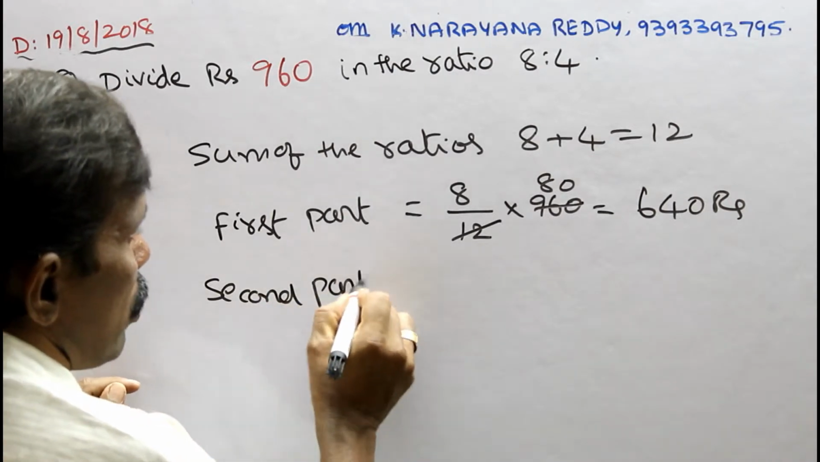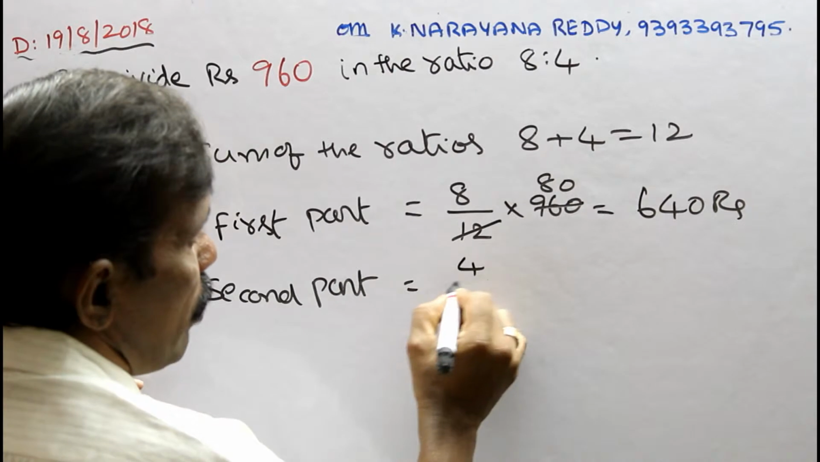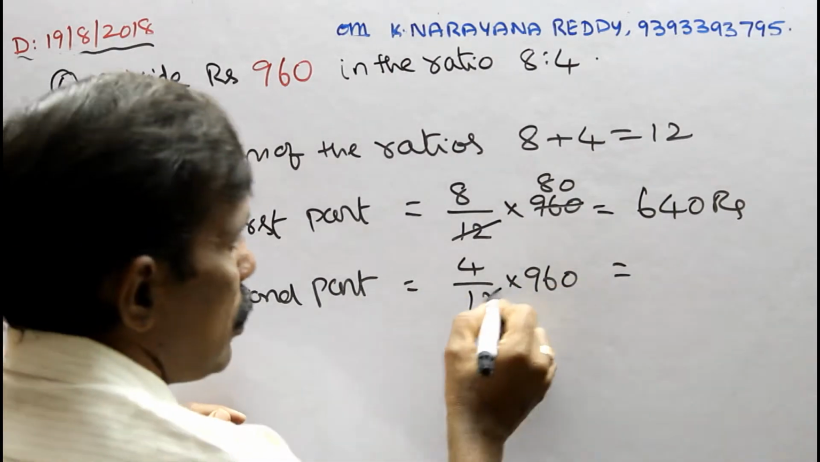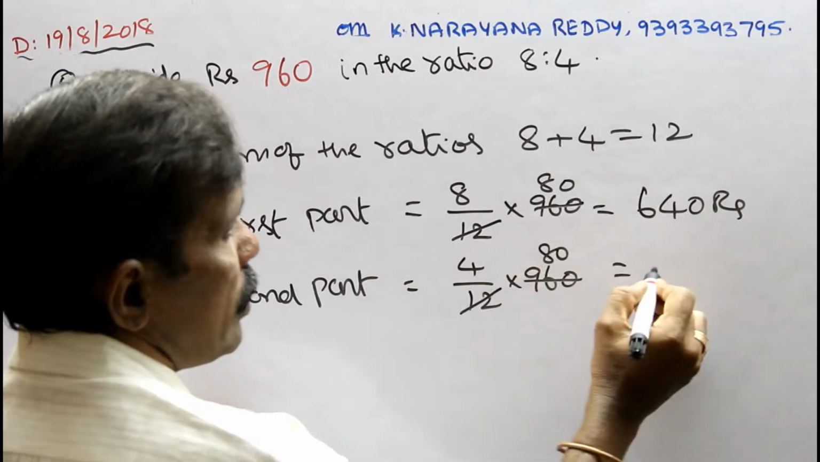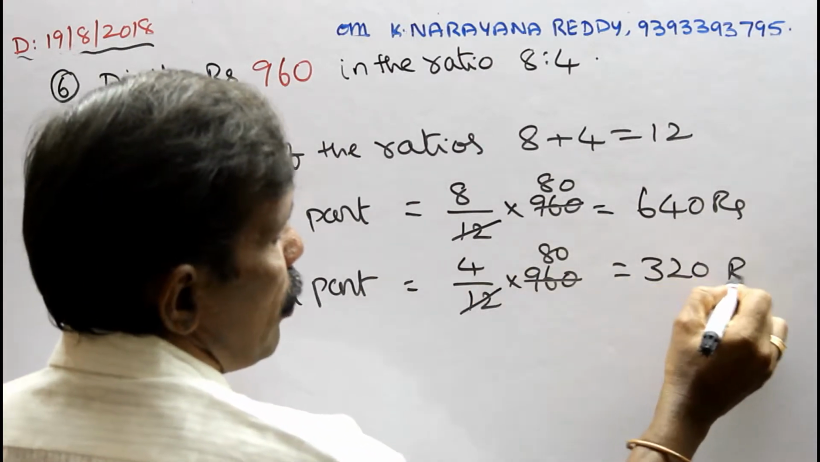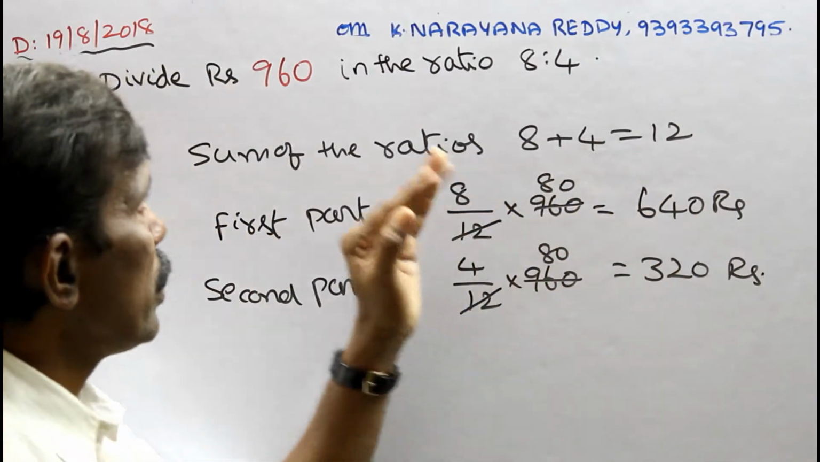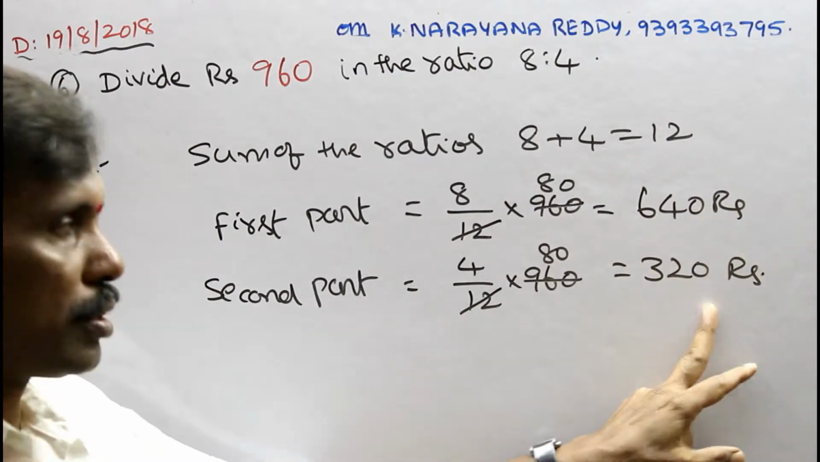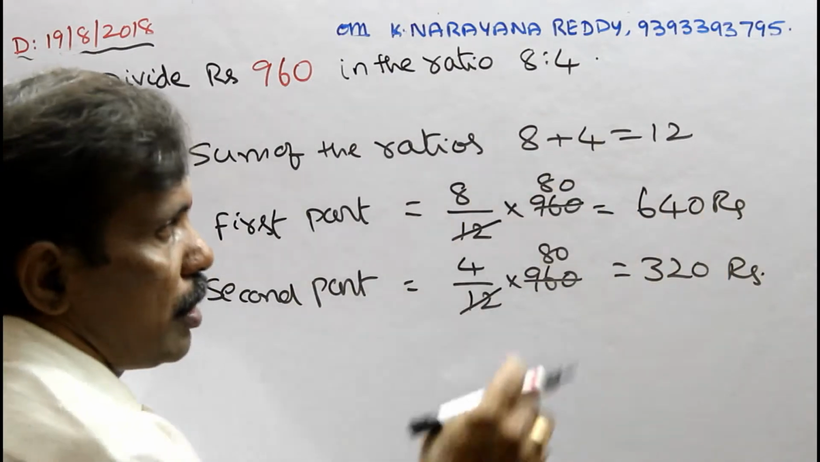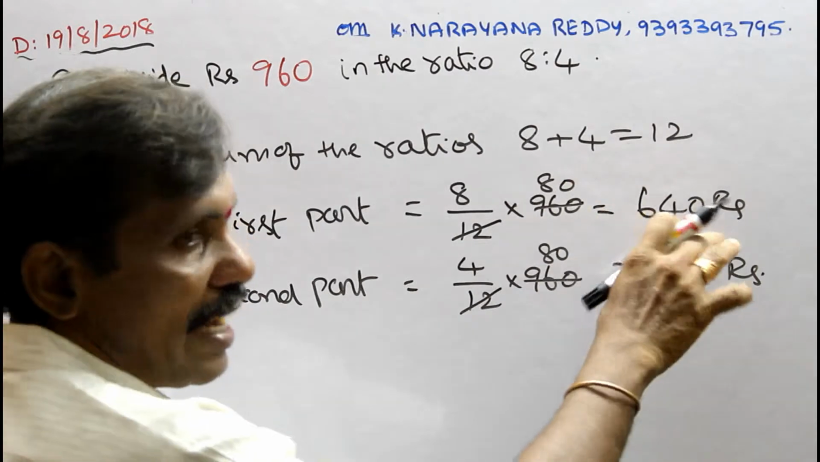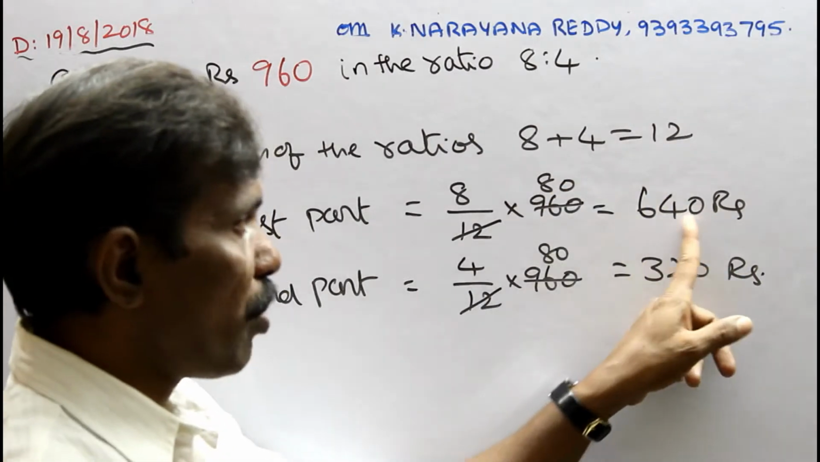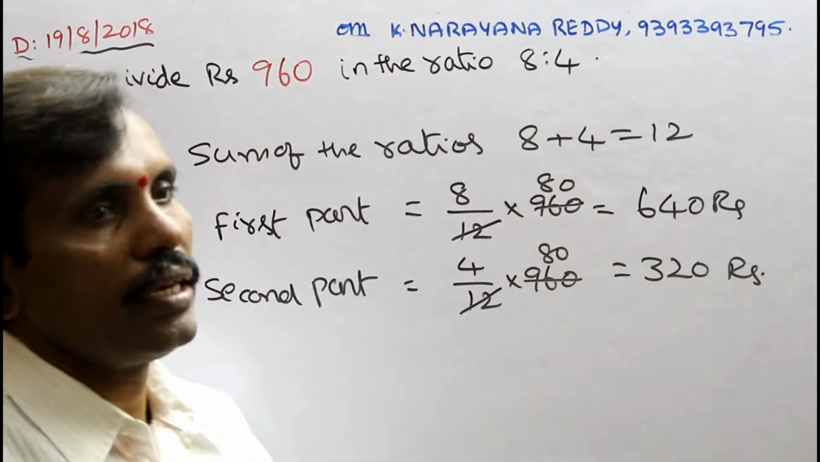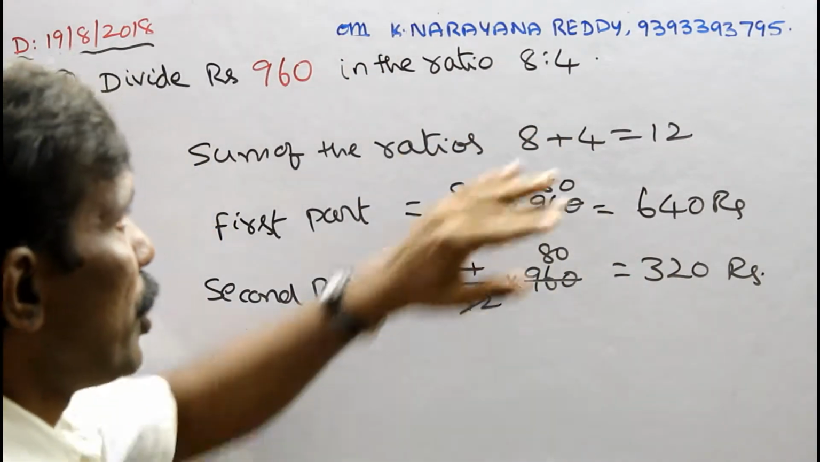Okay. Next one, the second part, is nothing but 4 divided by 12 into total amount 960. Okay. 12 8s are 96, 4 8s are 32, so 320 rupees. So the ratio is 640 rupees and 320 rupees. Again you can check this by adding these two amounts, 640 and 320, which is again 960.